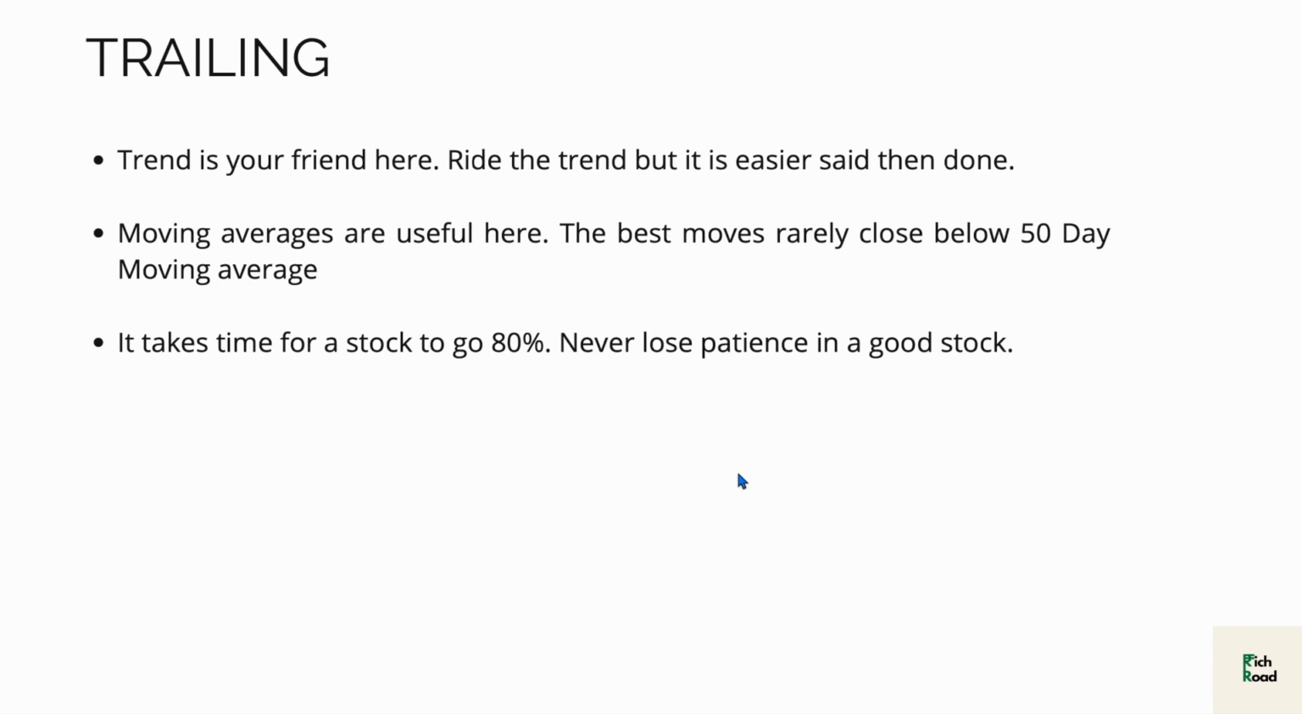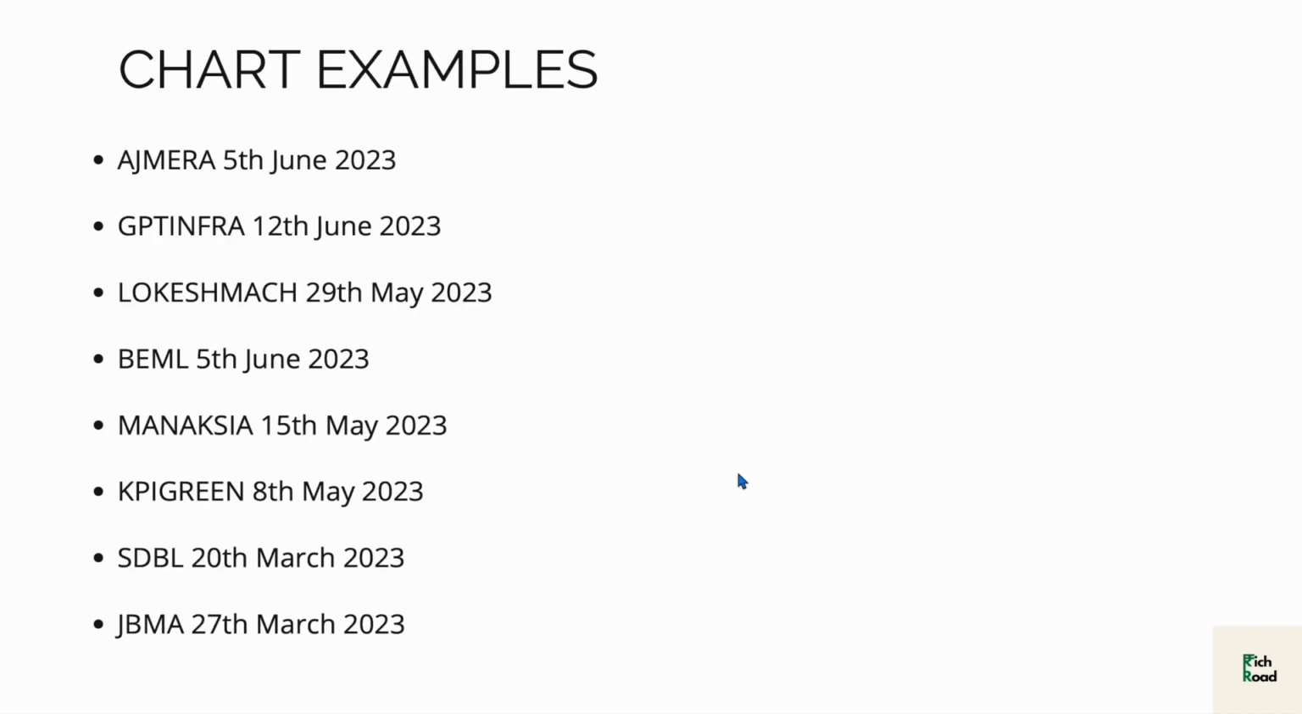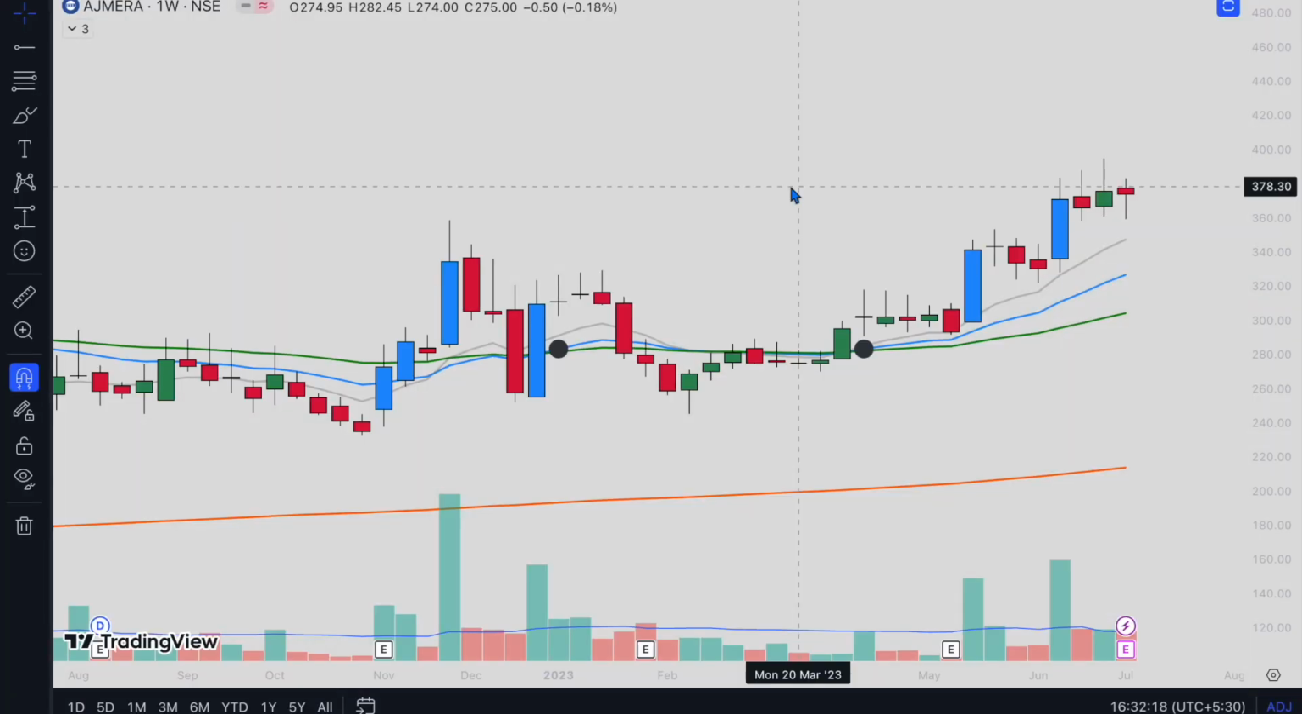So now that we have discussed this, these are the chart examples and we will be looking at these. These are stocks which I've traded personally and told to the community. Now we will look at the charts and discuss all the aspects together. And after that, I'll give you the bonus scan. So now let's discuss some charts.